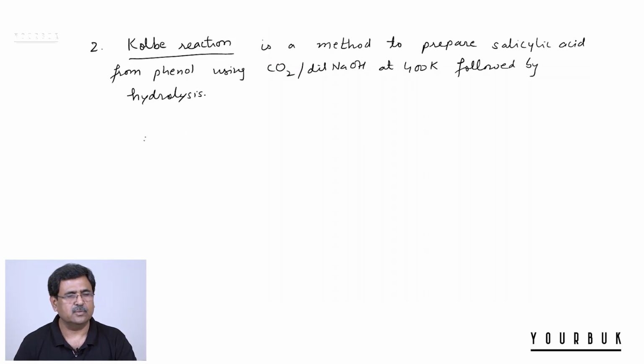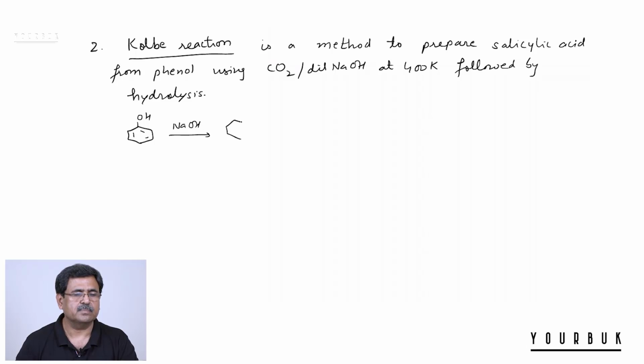Now, this is the reaction involved. This is our starting compound, phenol. First we treat phenol with NaOH. It gives sodium phenoxide. And sodium phenoxide on reaction with carbon dioxide at 400 Kelvin gives sodium salicylate.